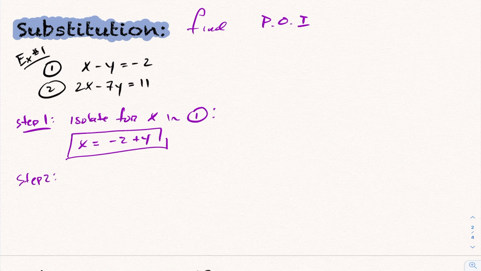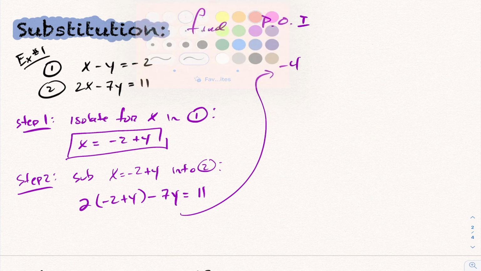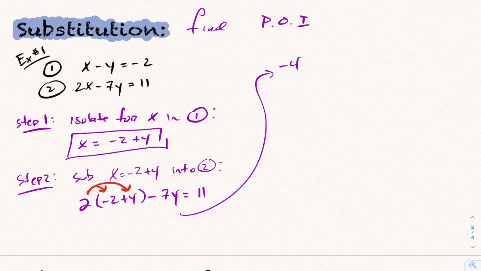Okay, what's step 2 for solving using substitution? Well, I'm going to sub x equals -2 plus y into the opposite equation that you're working with. So I was working with equation 1. I isolated x for equation 1. I'm going to substitute that into equation 2. So now everywhere you see an x, you're going to replace that with -2 plus y. Notice here when I did my substitution, I did brackets. And that's very important that you do brackets around that. So when I distribute my 2 here, we're going to take our 2, distribute it into the brackets here. When I go ahead and do that, we get -4 plus 2y minus 7y is 11.